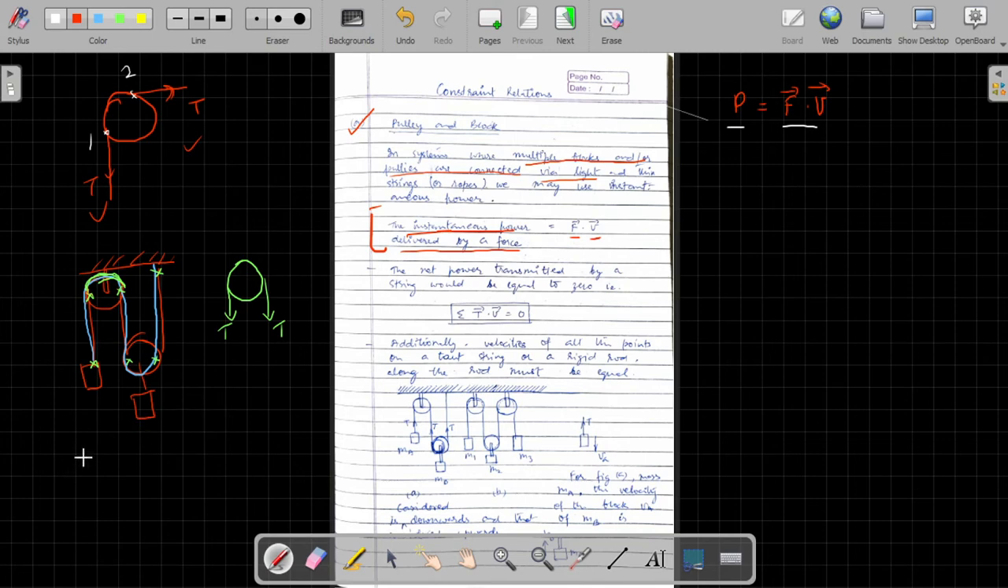So the idea then becomes that the sum of all the instantaneous power delivered by the tension to all the points in contact, when we sum it, must come out to be 0. So that is the idea which is marked in this box.